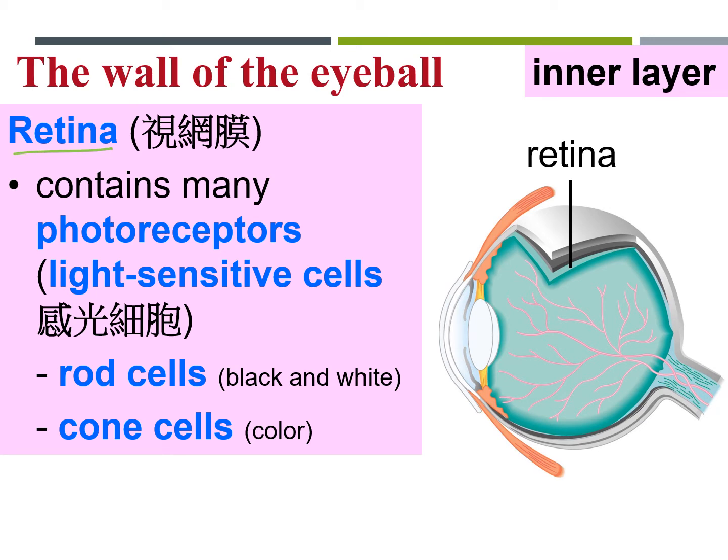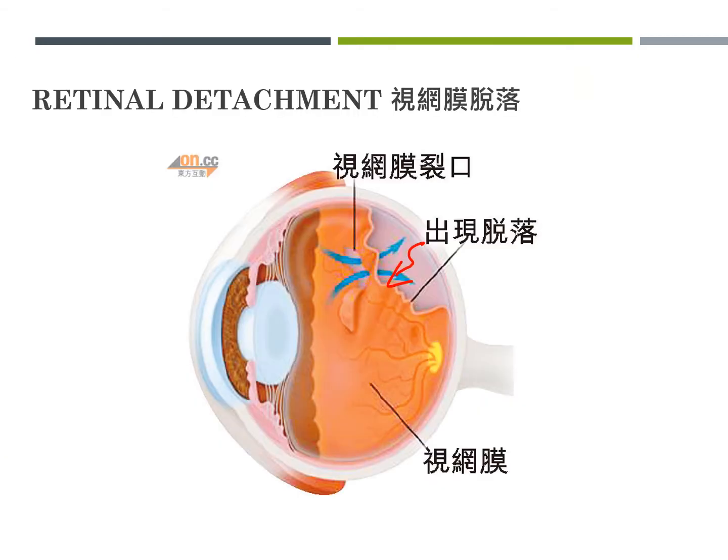It contains many photoreceptors, or some people call them the light sensitive cells. There are two types of photoreceptors. The rod cells are responsible for black and white vision, while the cone cells are for colored vision. Have you ever heard of the disease called retinal detachment, 視網膜脫落?